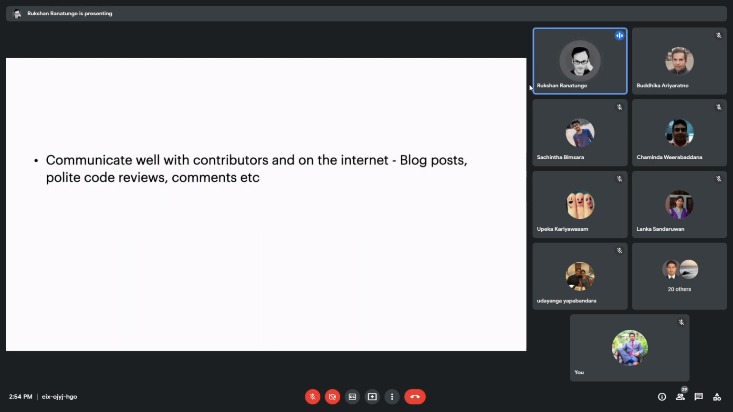And it's also important to communicate well with contributors, by writing blog posts and polite code reviews and comments. And I would quickly like to mention one experience that I didn't include in the presentation. Like I mentioned earlier, we had two versions running parallelly. We were developing it together, the newer version and the older version.